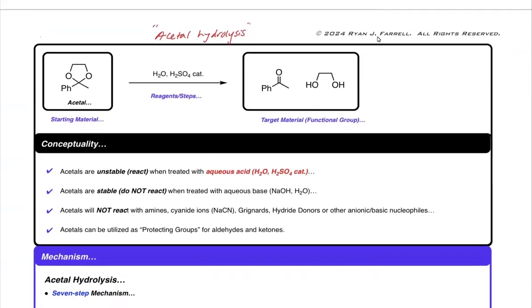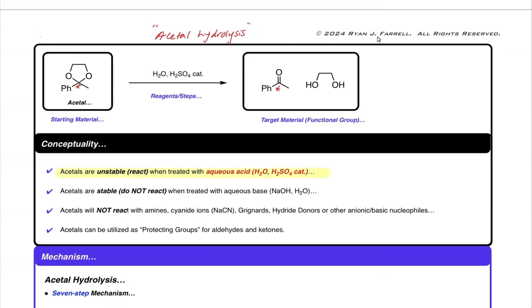In this video, we are going to discuss acetal hydrolysis, which is essentially taking an acetal that we've generated and reforming the carbonyl from which that acetal was derived. Now, acetals will specifically undergo hydrolysis under aqueous acid conditions. Therefore, we could say that acetals are unstable. They will react when treated with aqueous acid.